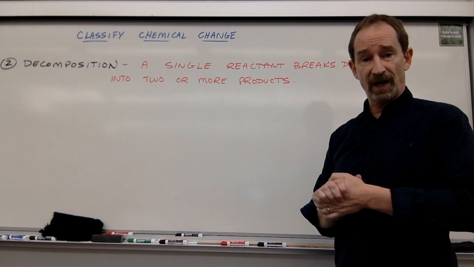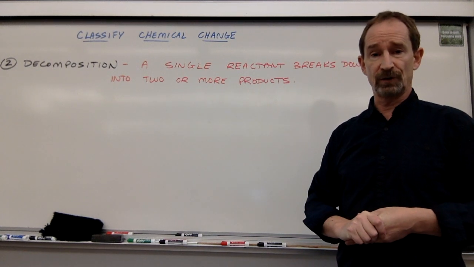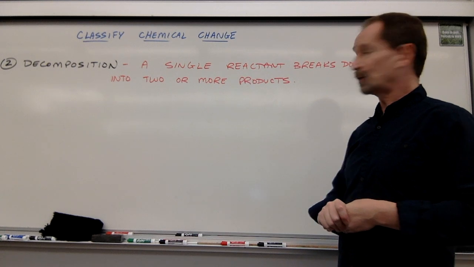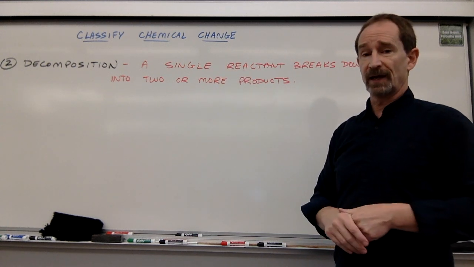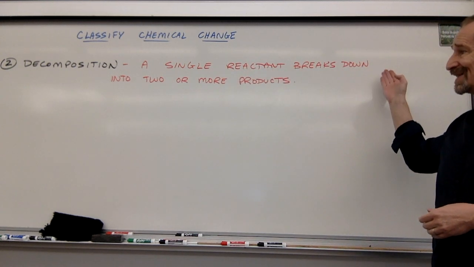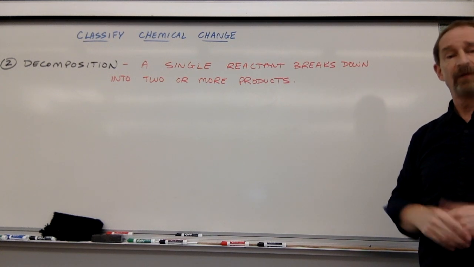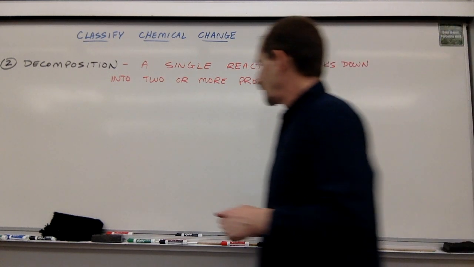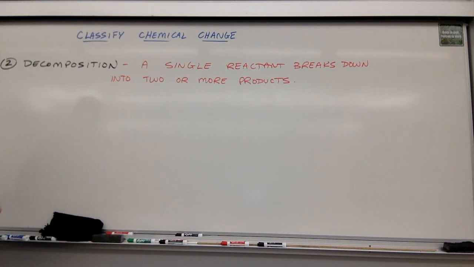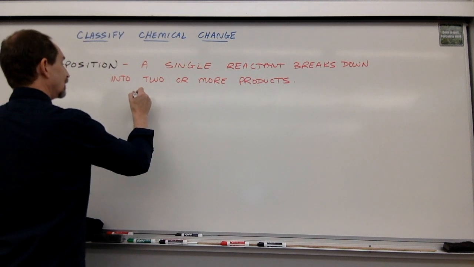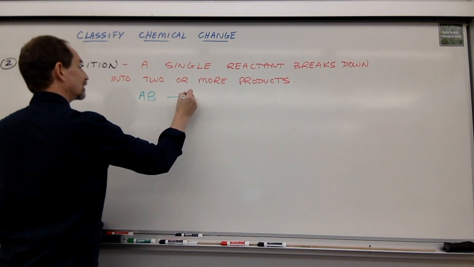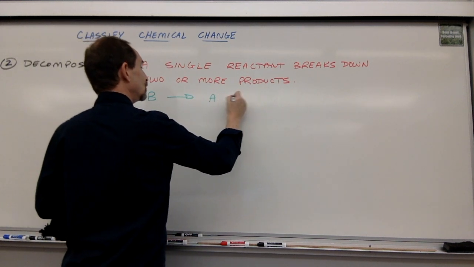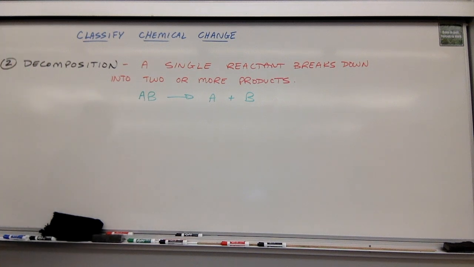The second kind of reaction that we're going to talk about is a decomposition reaction. In a decomposition reaction, I start with a single reactant. The single reactant breaks down into 2 or more products. Again, the generic form would look like this. A compound of some sort breaks down into 2 products. Now, my products could be elements, they could be compounds, either or.